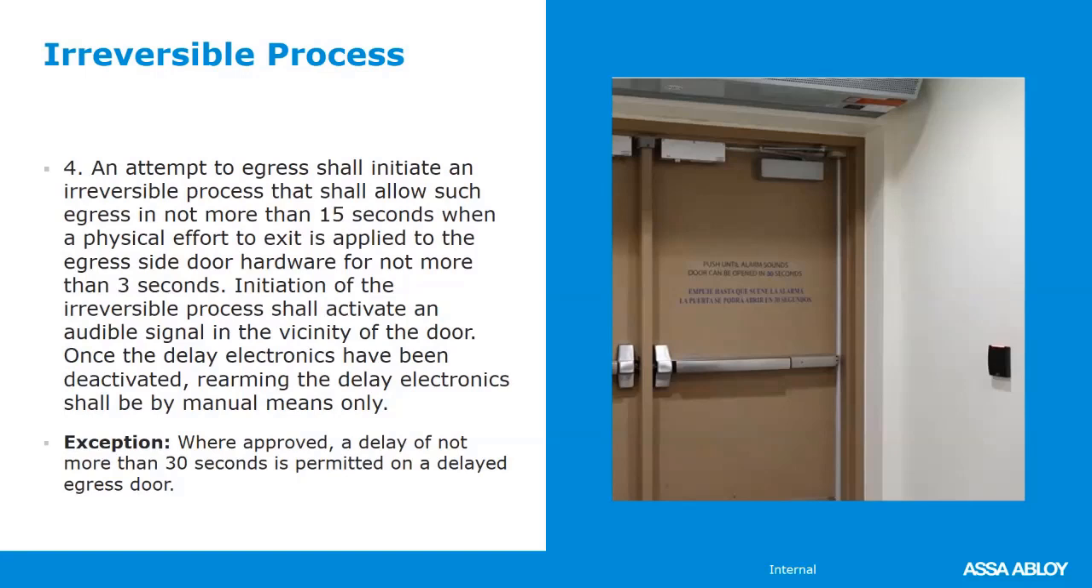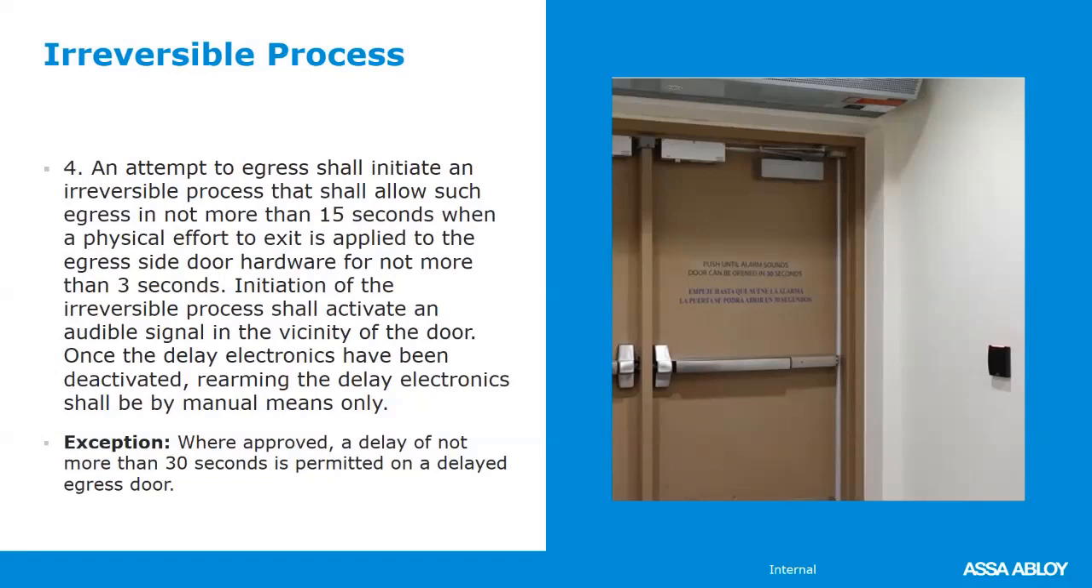But once you have initiated the irreversible process, there's an audible sound, a very loud alarm in the vicinity of the door. Once the delay electronics have been deactivated, rearming the delay electronics shall be by manual means only, which means somebody has to visit the door and find out why the alarm was set in the first place, and make sure everything is fine before they reset it. Most delayed egress will have a key switch built in, or built into the exit device if it's one of those self-contained in the exit device, but you can also use a card reader or a key switch on the wall if you need to.